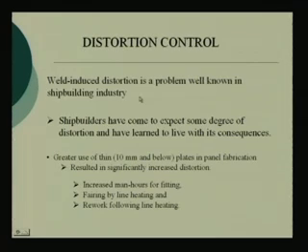That means this welding distortion. The shipbuilding industry is very much aware of this problem, and this is one of the interesting observations. You can see I have mentioned here that shipbuilders had come to expect some degree of distortion and have learned to live with its consequences.